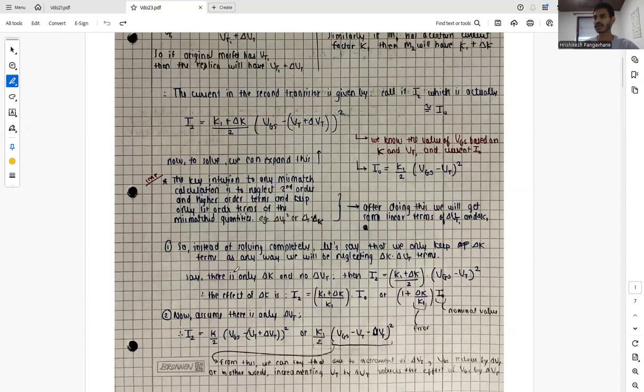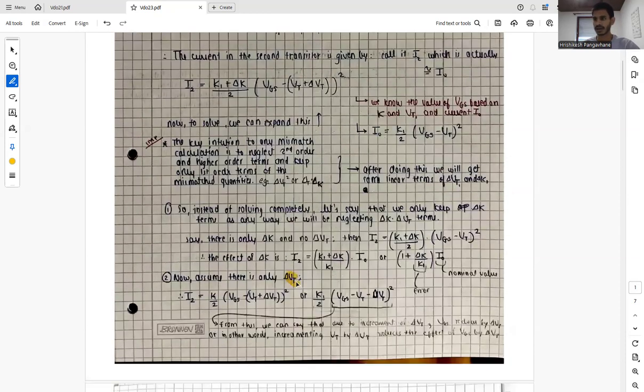So now assume that there is only delta VT and no delta K. What will happen? Our I2 will look like this, where this part is from the fact that due to the incremental delta VT, VGS reduces by delta VT, or in other words we can also say that we're incrementing VT by delta VT.